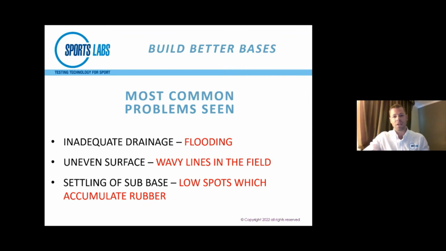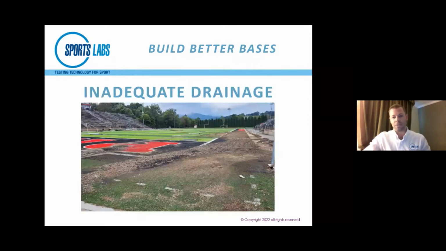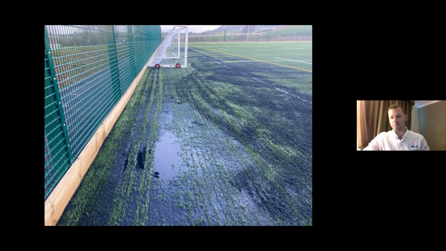So here's a good example of inadequate drainage. Massive flooding event. You can see this material's been pushed around, and then as well here there's pooling of water on the surface. These are things you don't want to see. They have major implications as far as playability going forward.